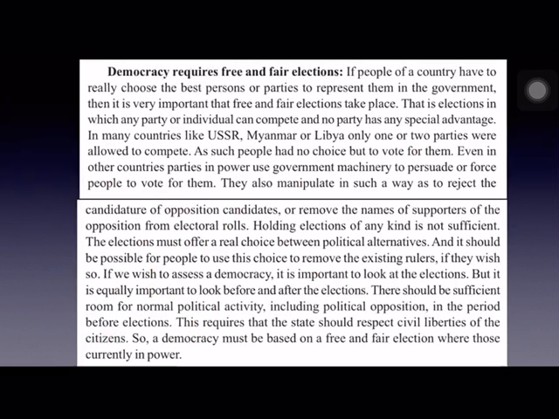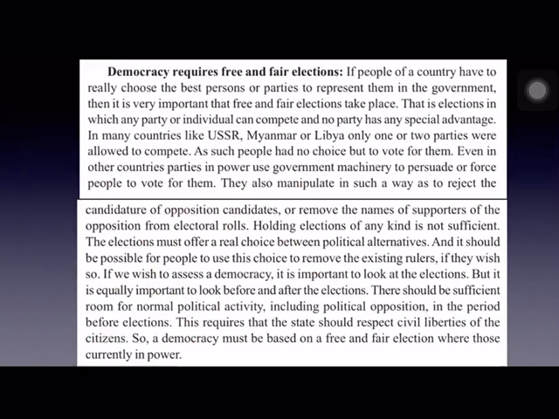Now democracy requires free and fair elections. Now let us see what these free and fair elections are. If people of a country have to really choose the best and the genuine party to represent them in the government, the elections must be free and fair. Free and fair means the elections must take place without any malpractices. Then only a genuine candidate can be elected by the people and can represent them in the government.